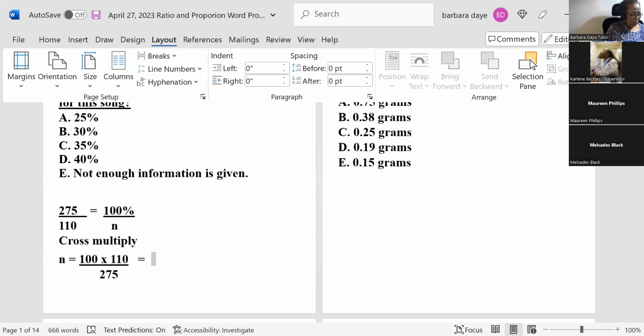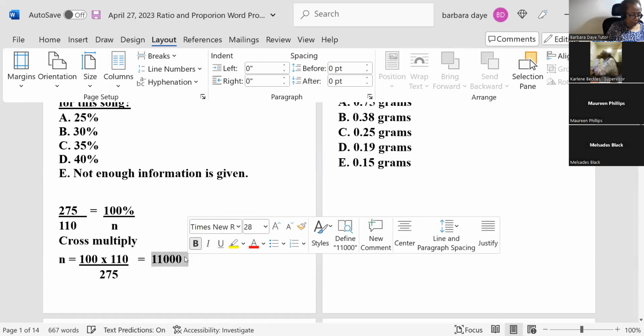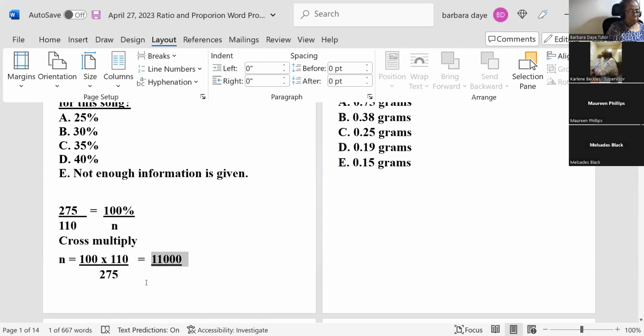100 times 110, you get what, 11,000? That what you got? Yeah, and then divide that by 275. What do you get? 40%. That's it. That's answer D. Okay. So the answer is 40%, and that's answer D.